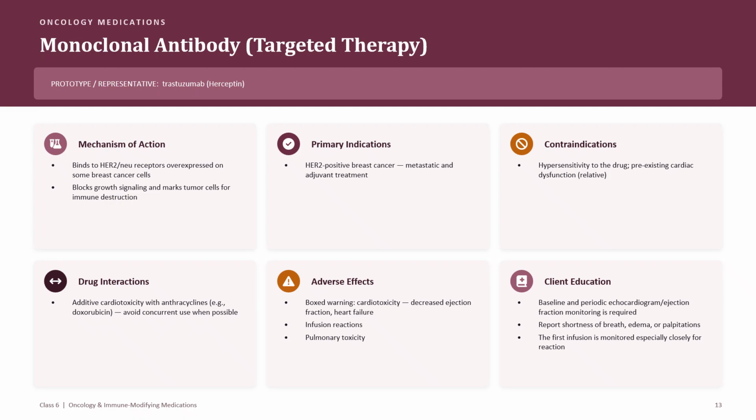For these patients, we do a baseline and a repeat echocardiogram. Those are the safety nets here as we are monitoring the cardiac function of these patients. You want to make sure you're watching that ejection fraction number over time, and not just reacting after a patient already has a symptom.